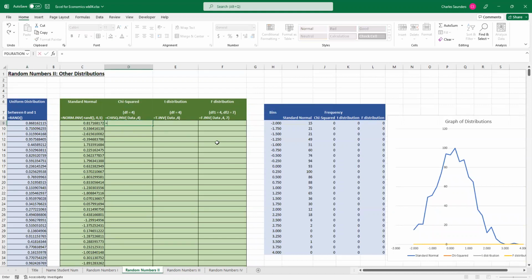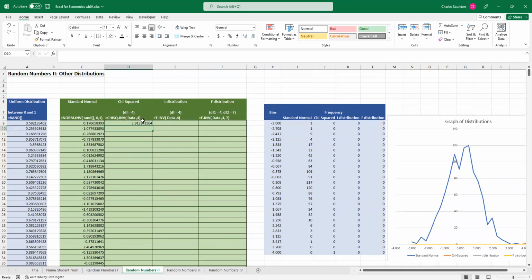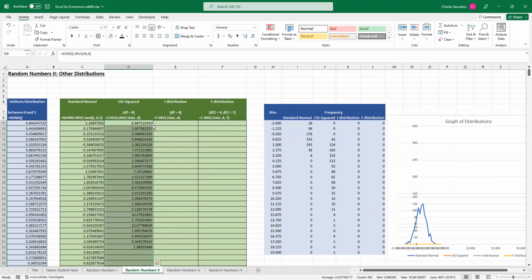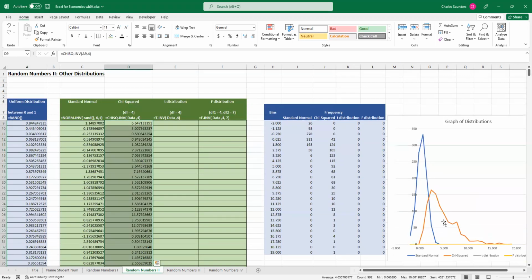If we want chi-square inverse, we want the probability, so that's A9, and we have the degrees of freedom, because this tells us how long the right tail is. So if we give it 4, and then we can generate the distribution. And as we can see, this distribution, because it's squared, is going to be greater than 0, and then it's going to have a long tail out to the right.